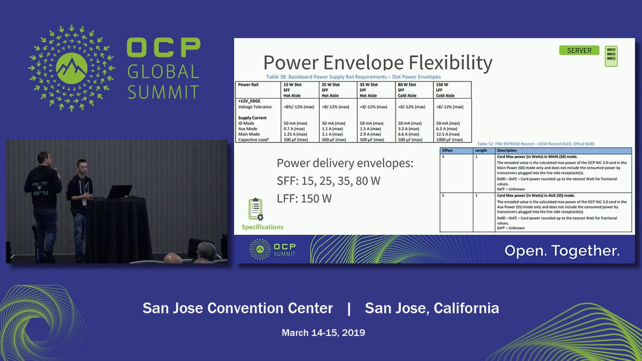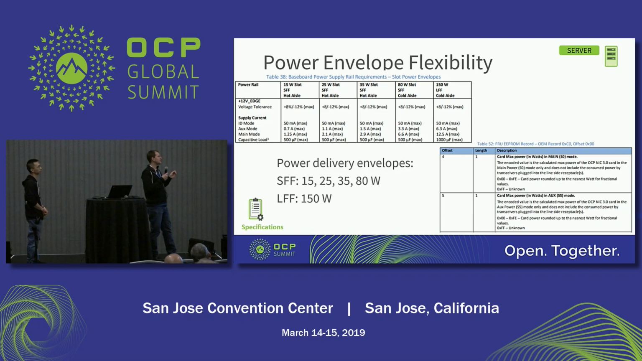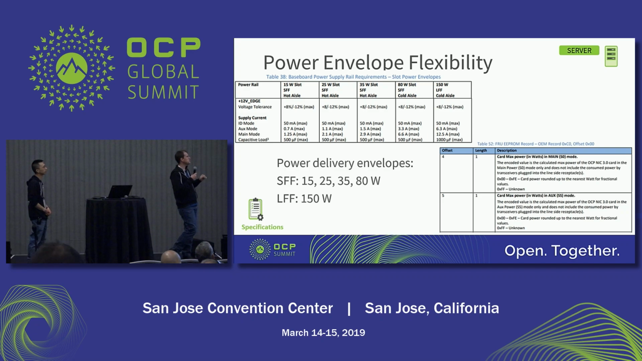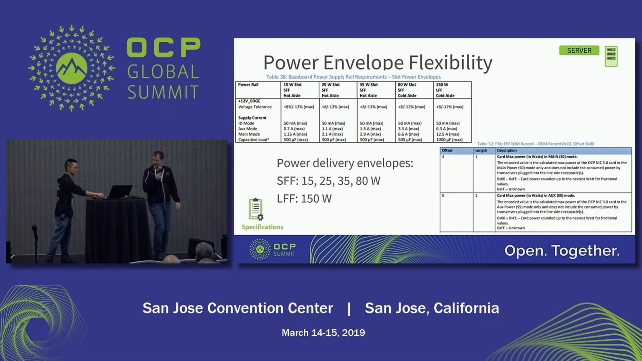So within the specification, we give 5 different power delivery envelopes. And this is an interesting source of challenge and confusion, because we looked at the industry and made some guesses as to where power should be as an envelope, but we weren't sure what the industry was going to do. So the great thing that I think we did, really thinking for the future and allowing the capabilities, is in the FRU EEPROM, we say, what is going to be the card's max power in the main power mode, and what is it going to be in aux power mode?